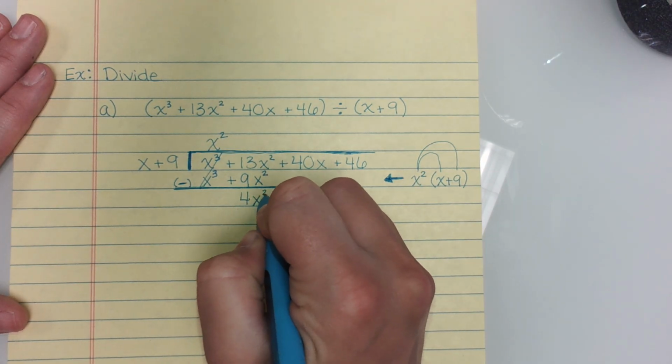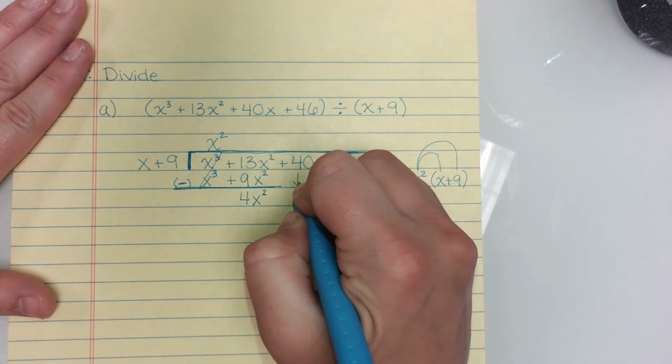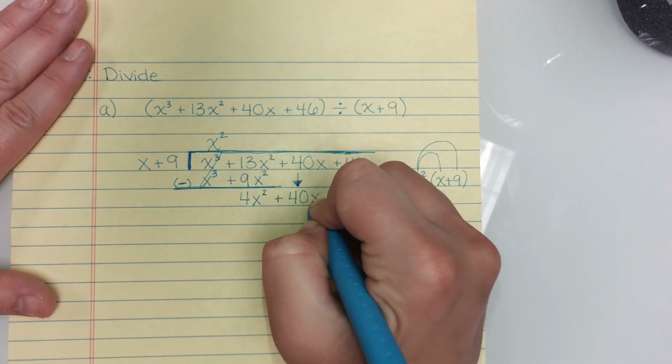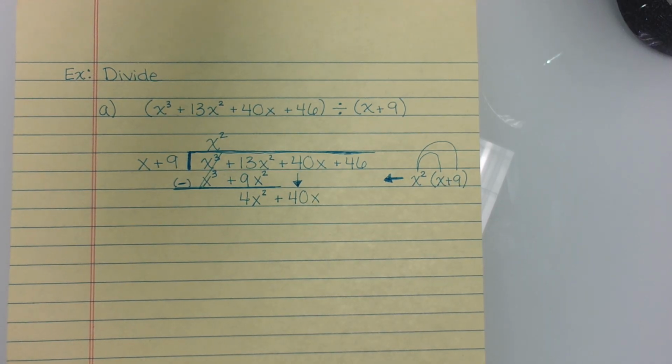4x squared. Is this looking familiar? You did it last year. Bring down the next term. Or if you want to bring them down both, you can. Generally, you just bring down one at a time. But you can always bring down the entire problem of what's left.